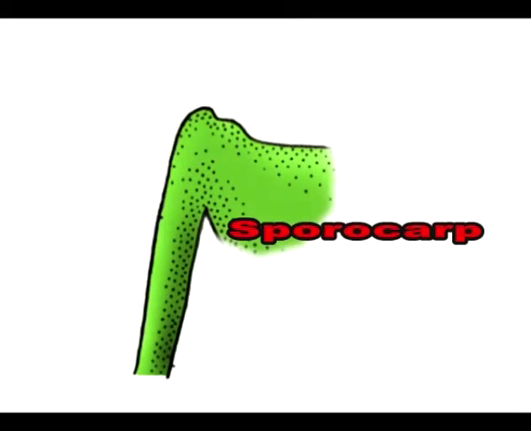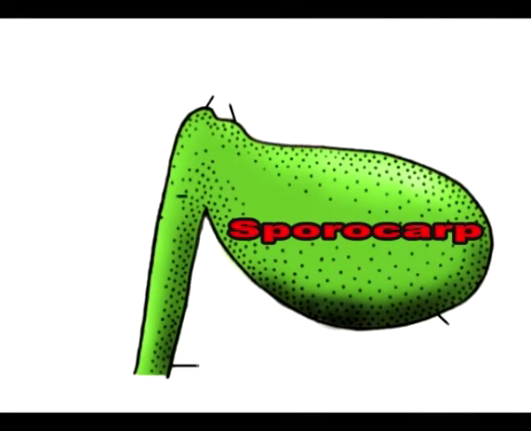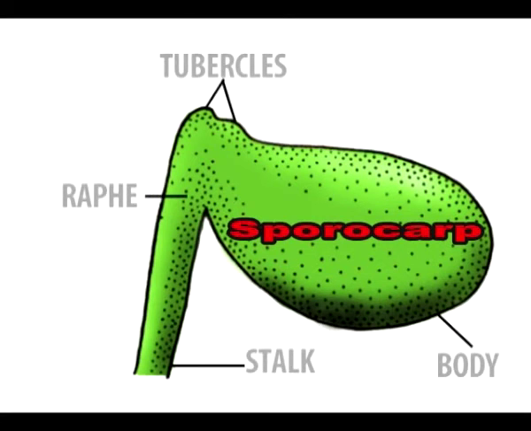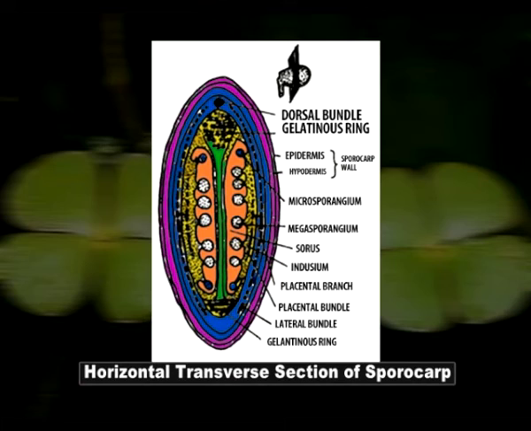Then we will discuss the structure of the sporocarp. The sporocarp is differentiated into a stalk and a body. The stalk is fused laterally to the back of the body of the sporocarp, generally forming a distinct structure or ridge called a raphe. Then sori. When we cut the horizontal section of the sporocarp, a ring appears in the form of dorsal and ventral mass.